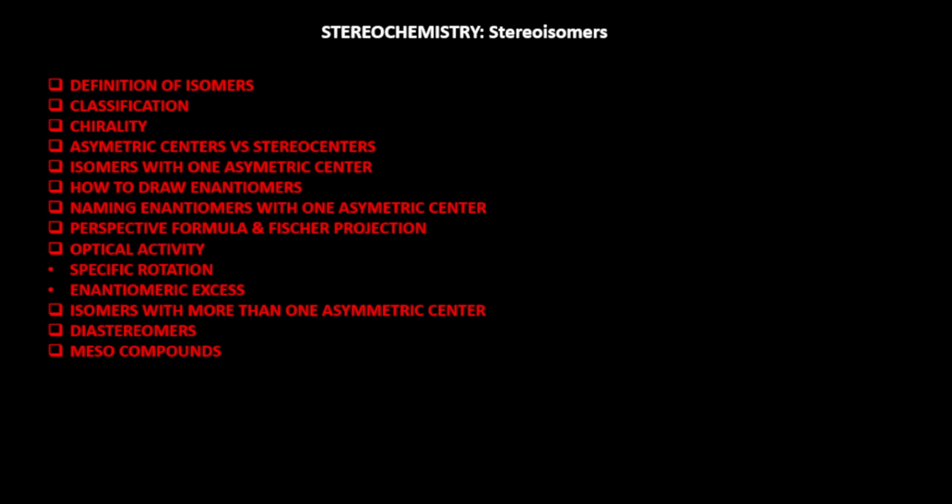We'll take a look at perspective formula and Fischer's projection, and optical activity, under which we would consider specific rotation and enantiomeric excess. Then we would go on to study isomers with more than one asymmetric center, after which we'll take a look at diastereomers and meso compounds. So let's start off with our definition of isomers.